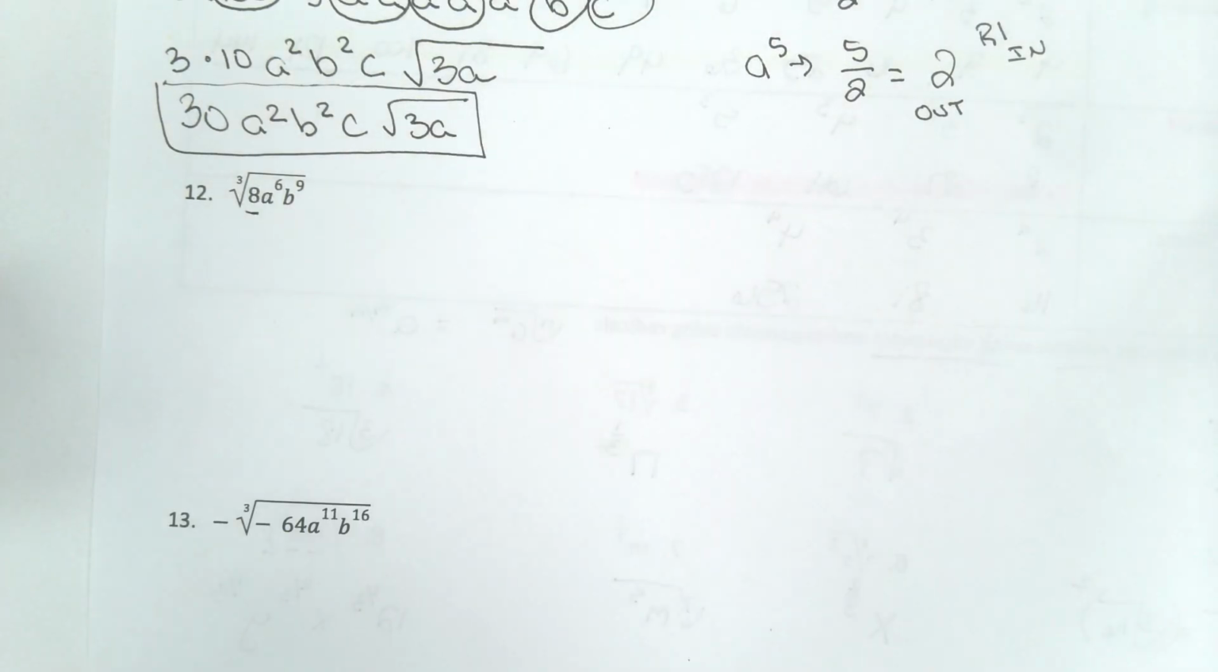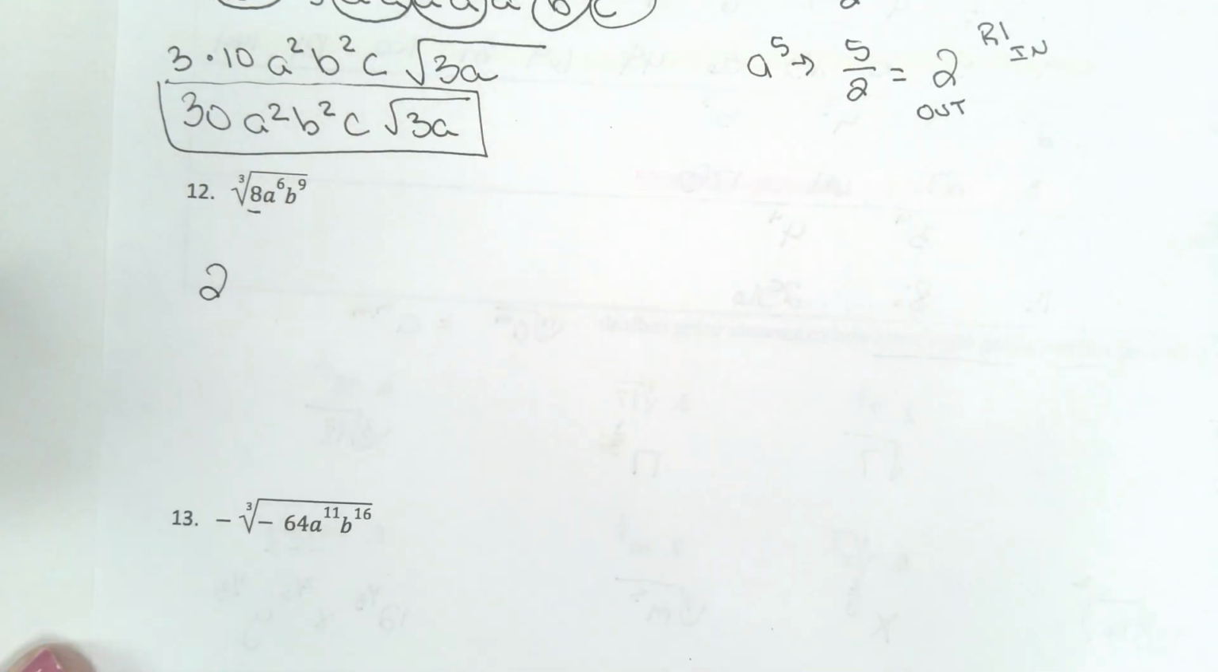All right, so I have the cube root of 8. Is that a perfect cube? Yes. Cube root of 8 is 2. A 2 gets to come out from under the radical.